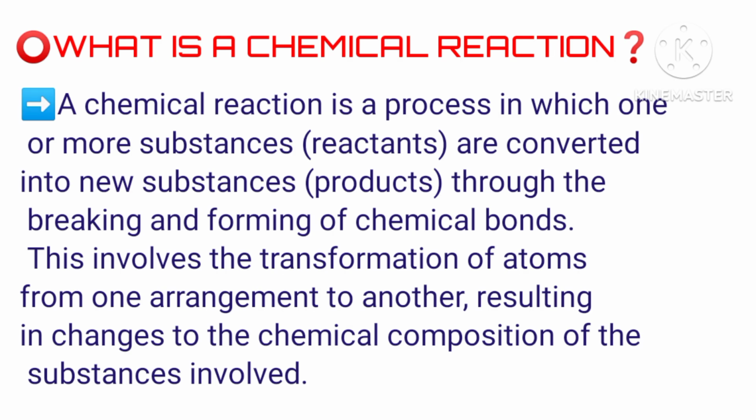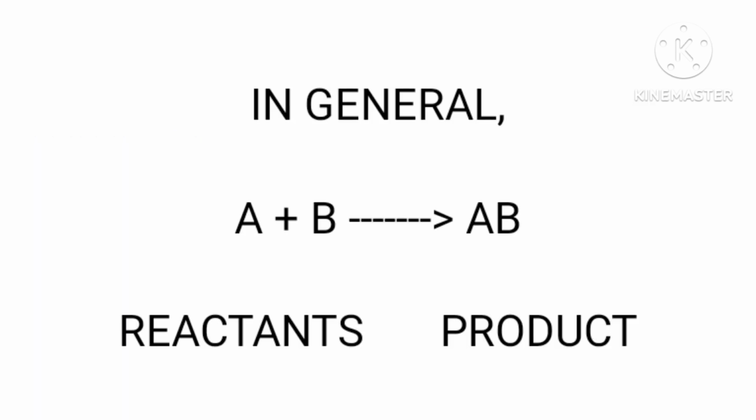What is a chemical reaction? A chemical reaction is a process in which one or more substances, reactants, are converted into new substances, products, through the breaking and forming of chemical bonds. This involves the transformation of atoms from one arrangement to another, resulting in changes to the chemical composition of the substances involved. In general, reactants A plus B gives product AB.